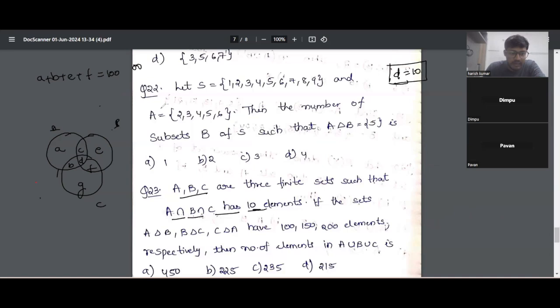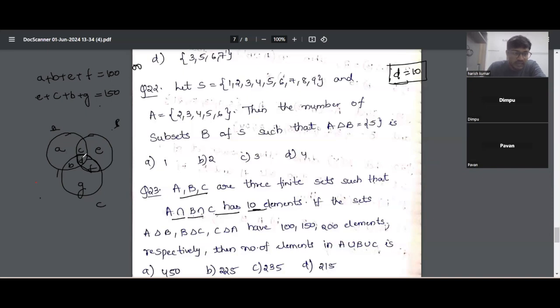B delta C, right? B delta C means which part? This common part will not be there. So we'll get E plus C plus B plus G, plus G, right? So this is 150.